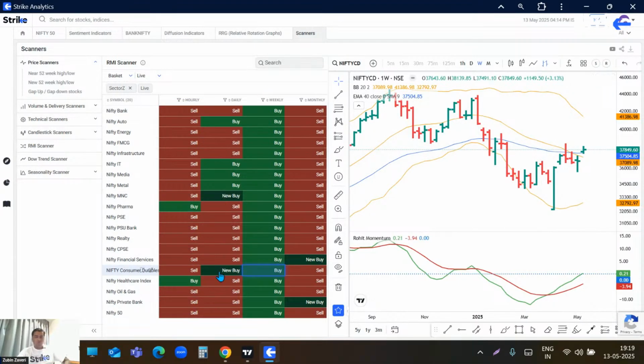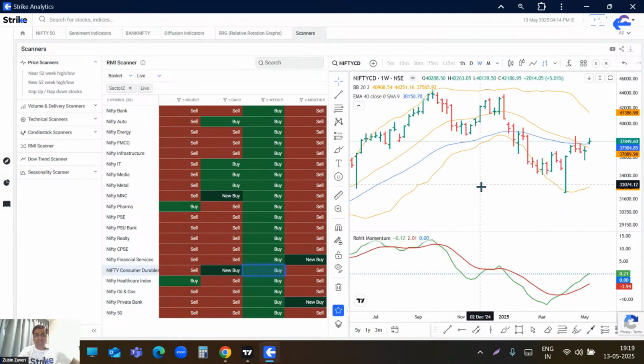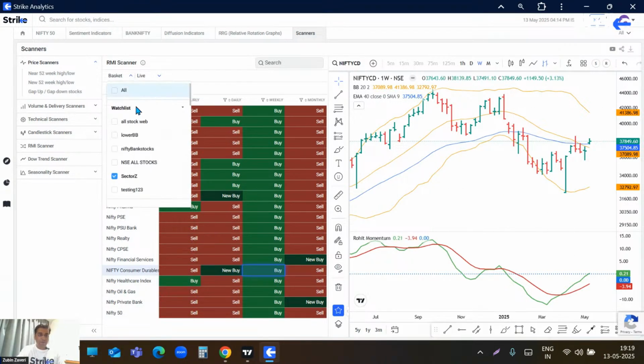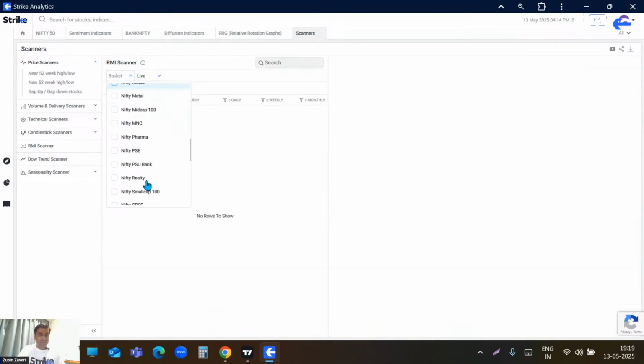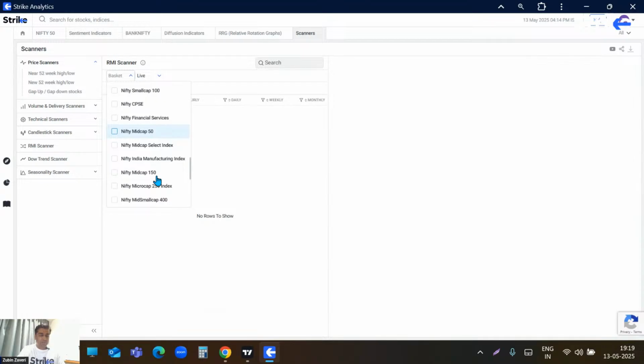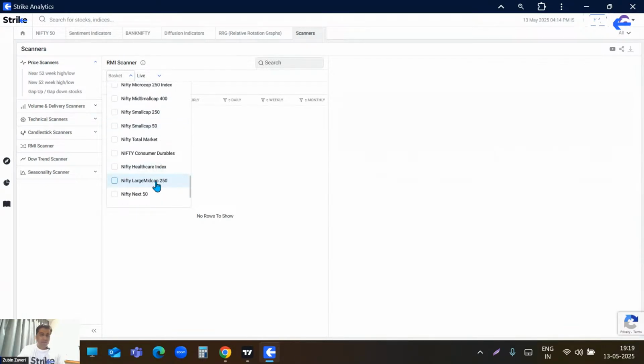So out of all these things, I can feel that yeah, Nifty consumer durables is something that we can watch out for. And now you want to find out stocks from Nifty consumer durables which are looking strong. So you can use the same thing over here. All right. And instead of sector Z, you can select Nifty Consumer Durables.